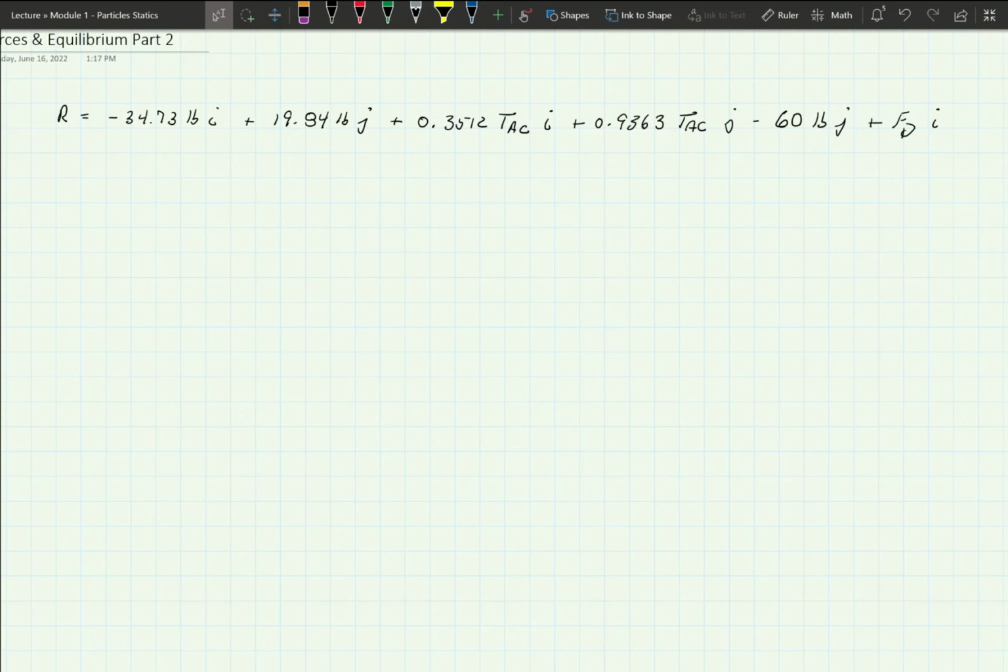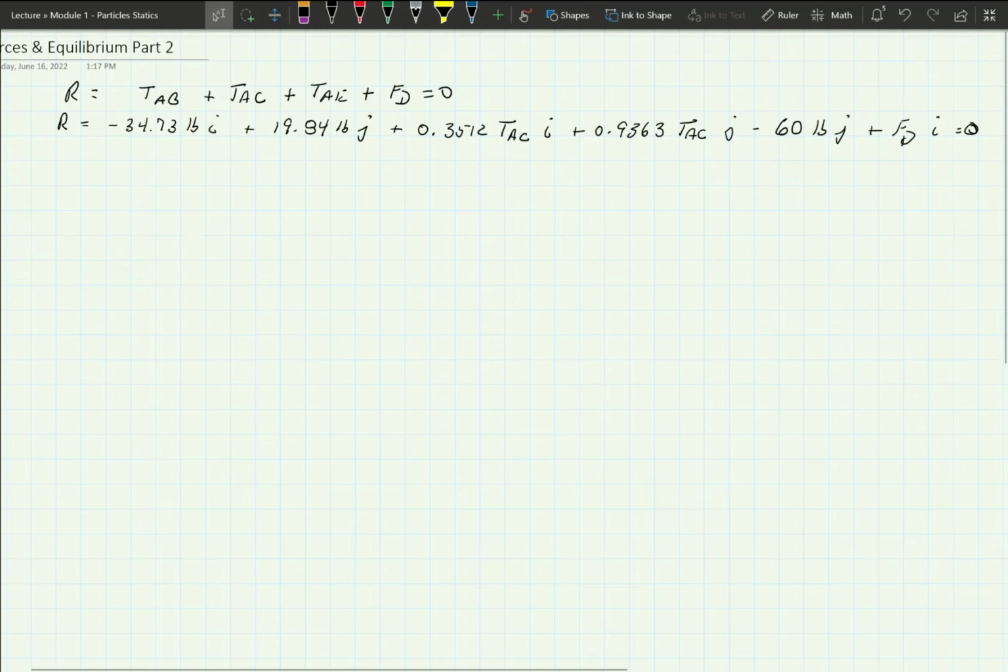Okay, and remember, this was coming back from R is equal to TAB plus TAC plus TAE plus FD, and we're going to set that equal to 0. So all this has got to be equal to 0. Anyway, so that's what we did. That's where this came from.